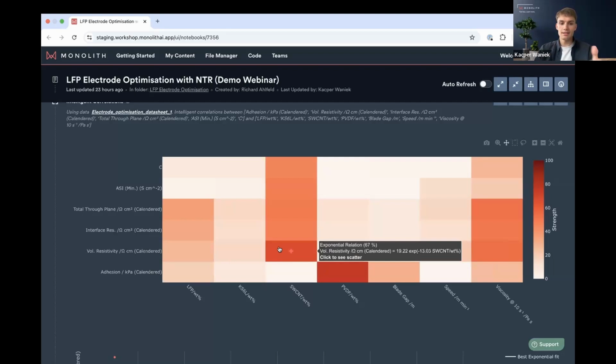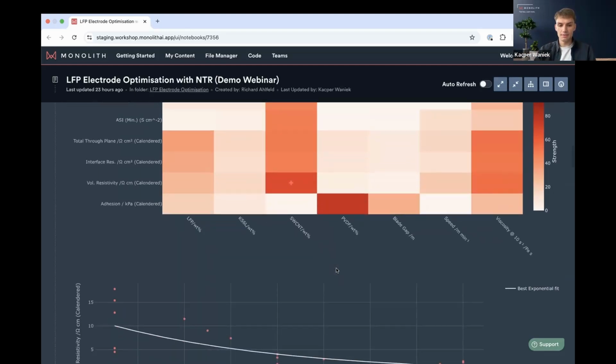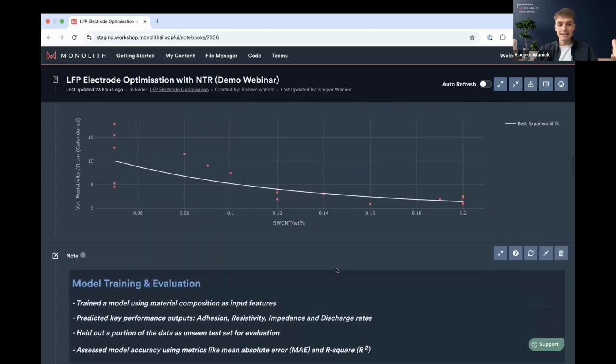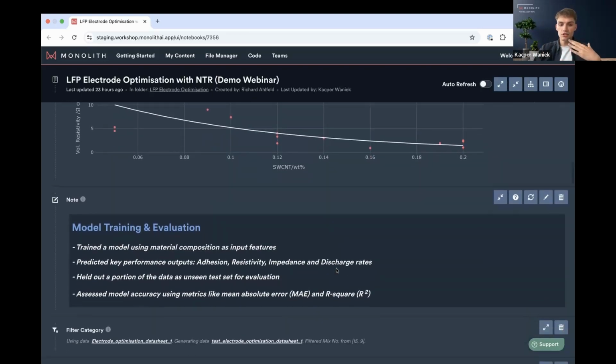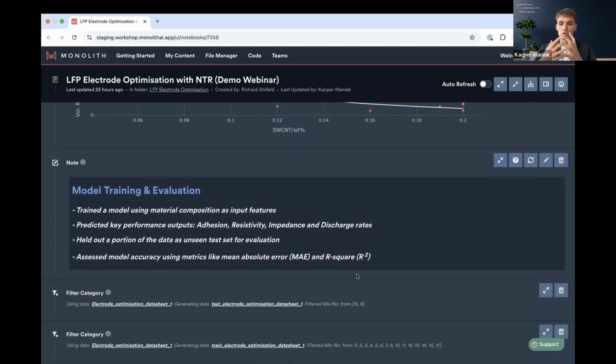Again, this is expected since the single-walled carbon nanotubes are used to enhance electrical conductivity. And insights like these help us validate the data, but also guide our focus as we begin building the predictive models. So now, with a good understanding of the data and the key relationships in place, we can now train a predictive model. And in this case, we use the material composition as an input feature.